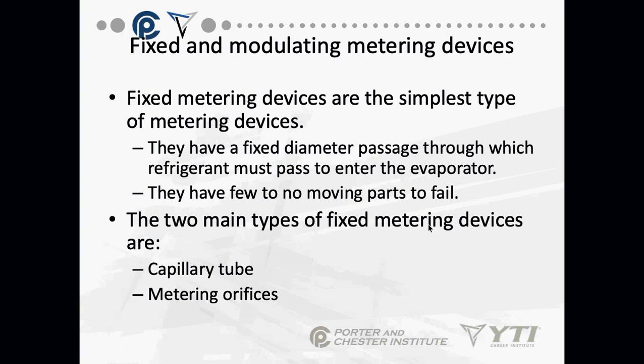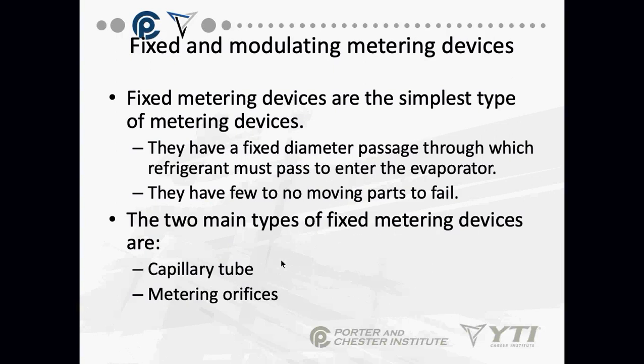Okay, fixed metering devices, they're the simplest type of metering devices out there. It is a fixed diameter passage, okay? It's not going to adjust itself for heat. There's no moving parts, okay? And it's just there. It takes no temperature into account. It takes no load conditions into account. It doesn't care about how much it's having to cool off. It is always just there. It meters the same amount of refrigerant all the time as long as the pressures remain constant.